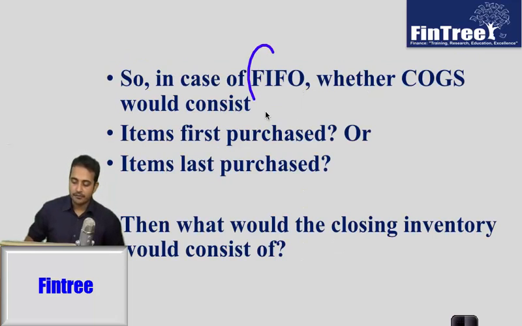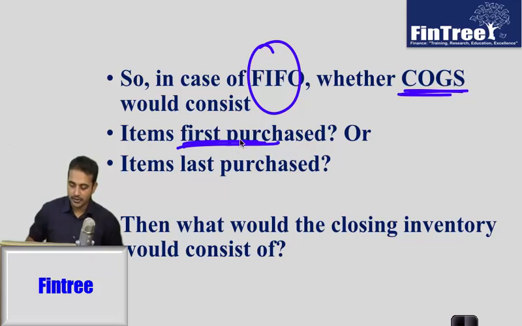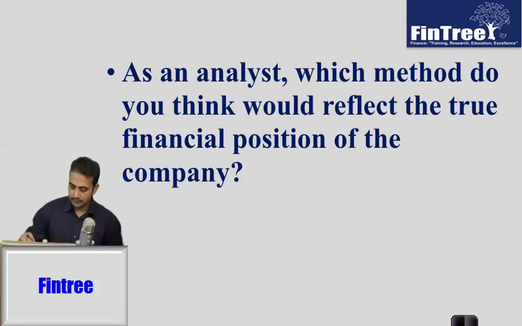In case of FIFO, your COGS, should this be made of items first purchased or last purchased? COGS, items first purchased. Then closing inventory would be made of items last purchased. As an analyst, which method do you think would reflect the true financial position of the company?